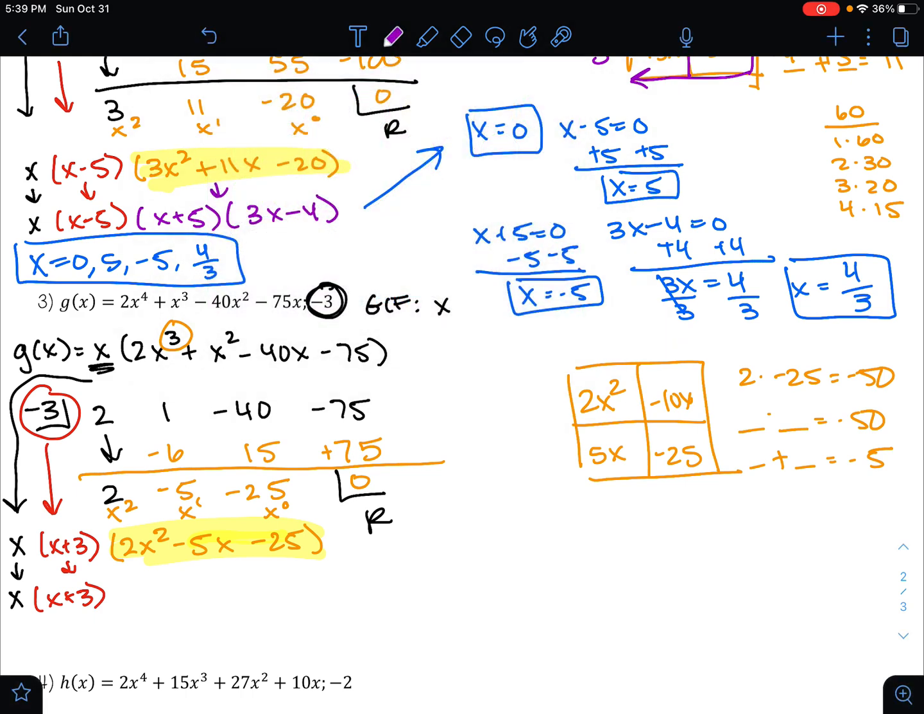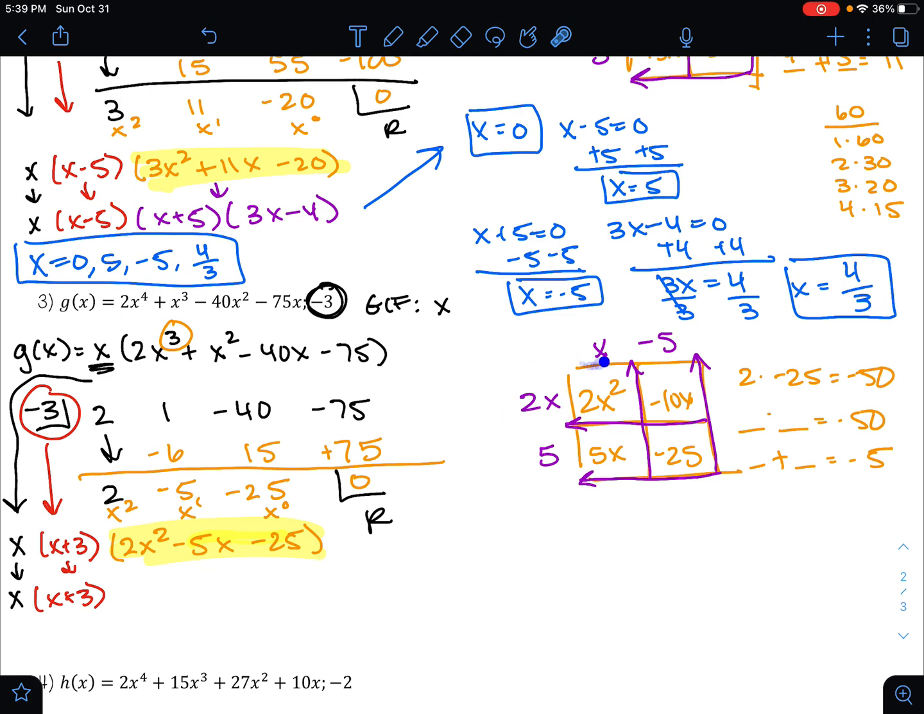The greatest common factor of my top column is 2x. The greatest common factor of my bottom row is 5. The greatest common factor of my left column is x. And the greatest common factor of my right column is negative 5. Let's check and see if that works.